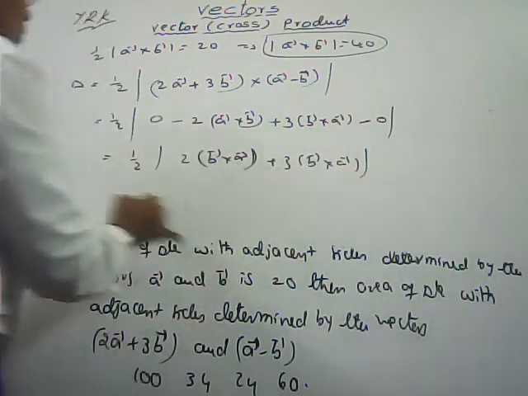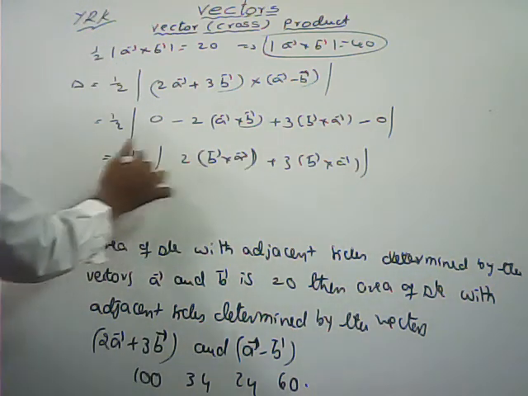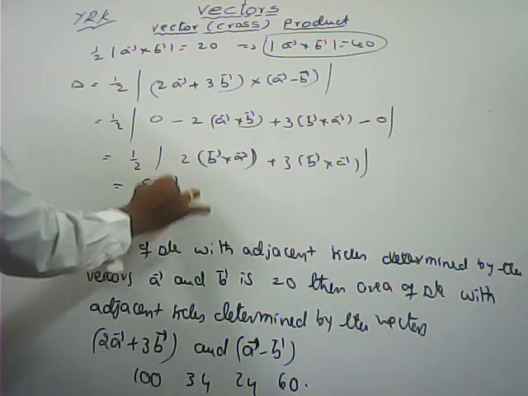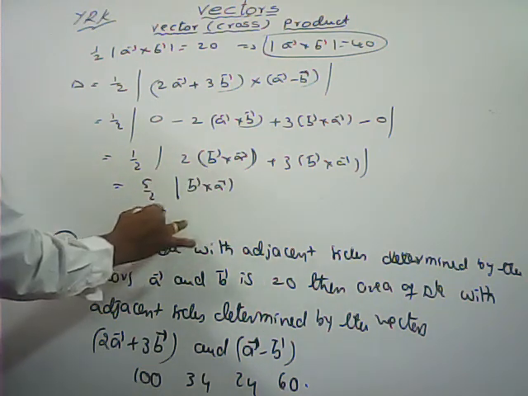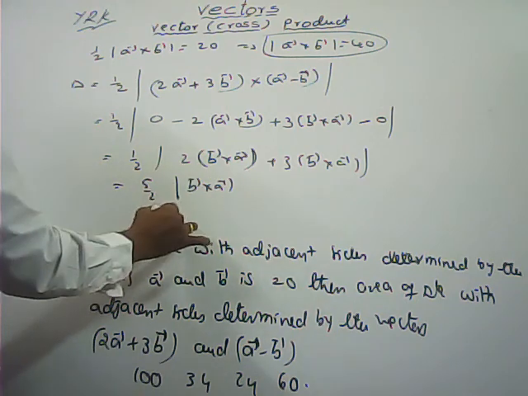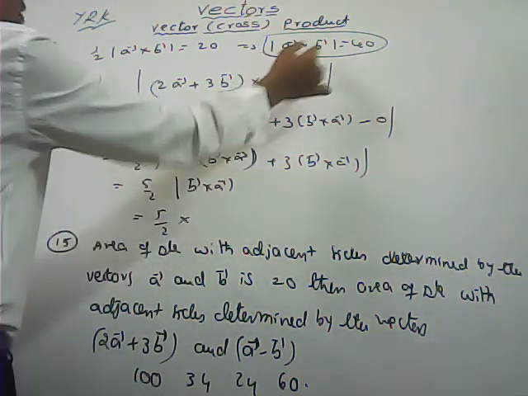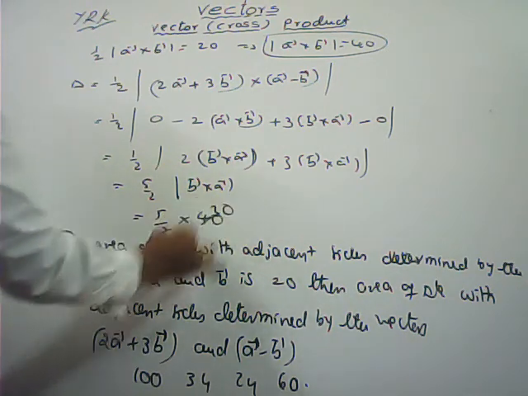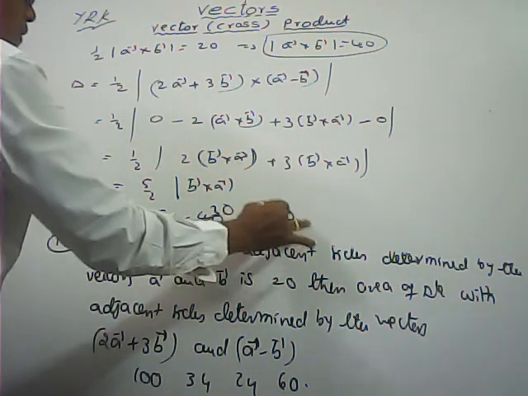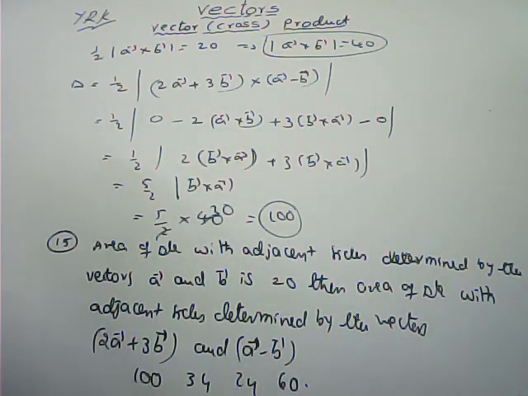So total how much are we getting? 3 plus 2, 5. 5 by 2 modulus of b bar cross a bar. Here modulus of b bar cross a bar is equal to modulus of a bar cross b bar. Modulus of a bar cross b bar we got 40. 5 by 2 times 40, so 100 square units. That is the area of the triangle whose adjacent sides are 2a bar plus 3b bar and a bar minus b bar. Thank you.